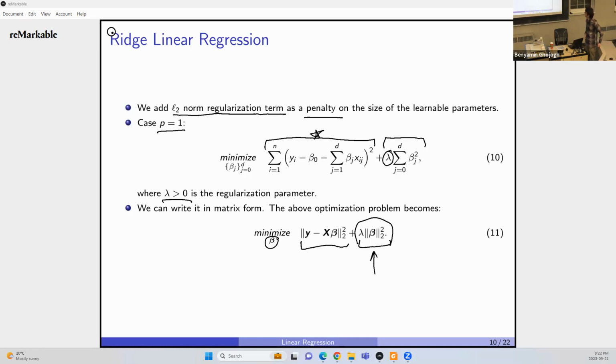Yeah, the value of lambda, right? Lambda shouldn't be negative. Lambda should be positive. Otherwise, in my minimization, because you are minimizing this penalty, right? If lambda is negative, what happens? You're maximizing this penalty. Beta becomes infinite, right?